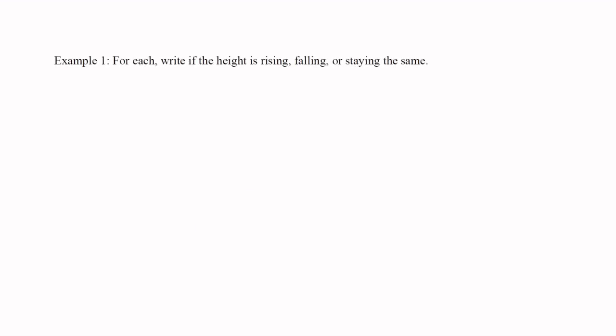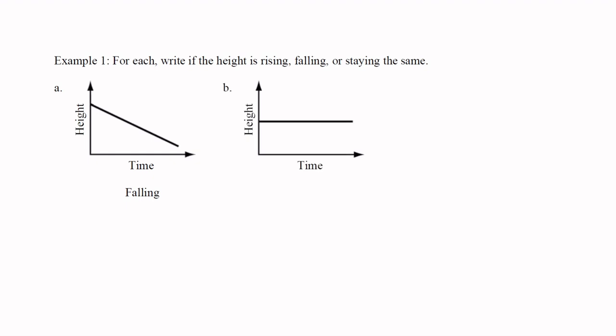So let's do an example. For each, we're going to write if the height is rising, falling, or staying the same. So in A here, the height from left to right is going down, which means it's falling or decreasing. In B, we have a horizontal line, which means it's not changing, so it's staying the same or it's constant. And then for C, from left to right, we're going up or increasing, which means it is rising.